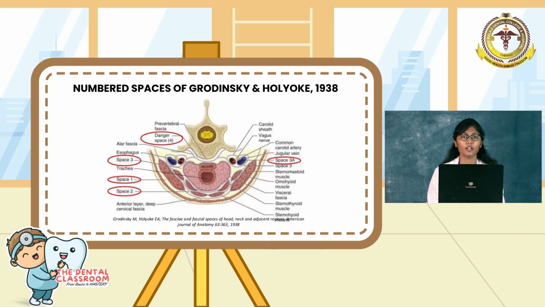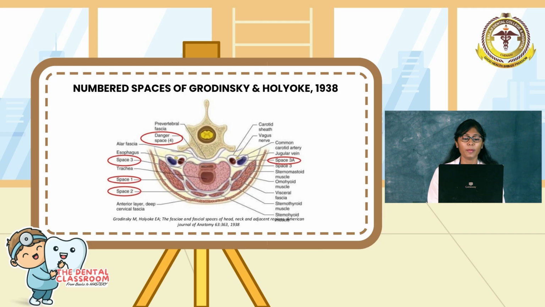In 1938, Grodinsky described fascial planes in the neck based on the arrangement of the deep cervical fascia. These spaces are important in understanding the spread of infections in the head and neck. Let me walk you through each space one by one. Space 1. This space lies superficial to the superficial fascia and is also called the subcutaneous space. It also contains loose connective tissue and superficial structures.